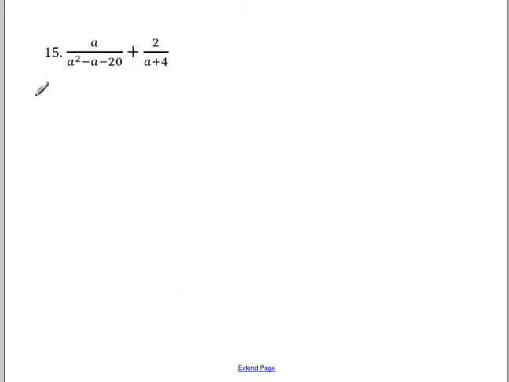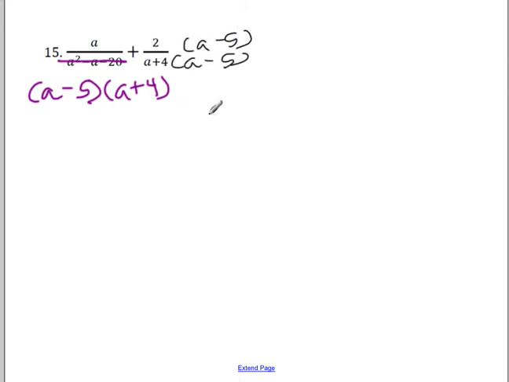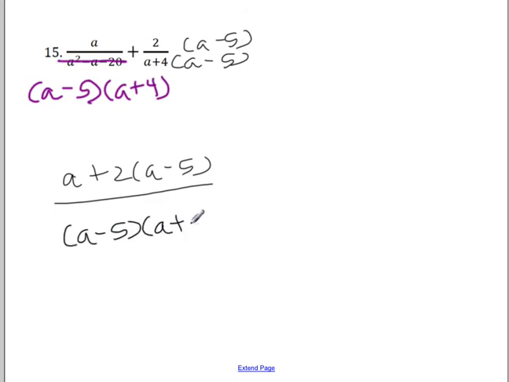So we're going to start out, I'm going to factor my denominator, so what multiplies to negative 20 but adds to negative 1? Well, negative 5 and positive 4 would do. So that's this denominator. And if I look at my other denominator, it is a plus 4. So the only thing I need to add is a minus 5. So if I do that, I would have a plus 2 times a minus 5 all over a minus 5 over a plus 4. I distribute that 2.